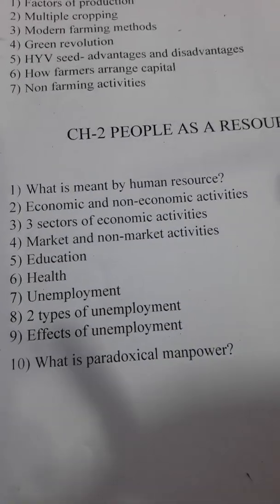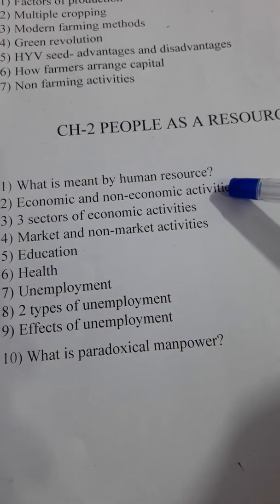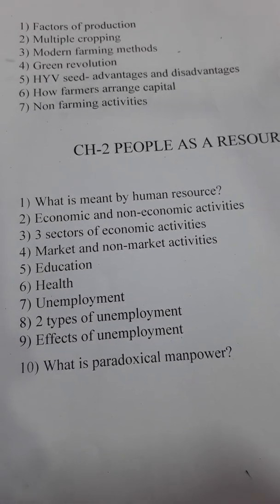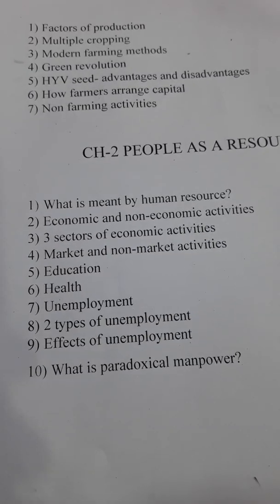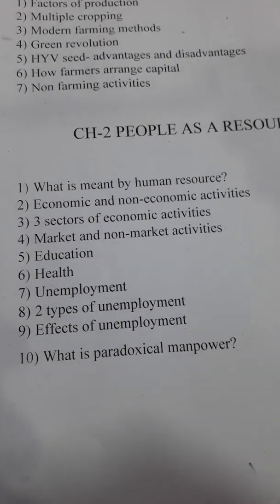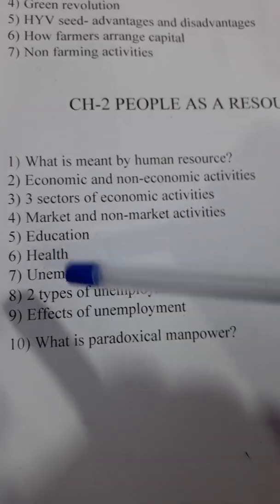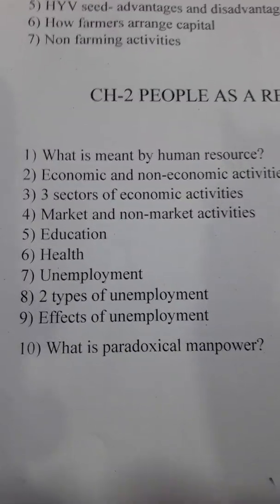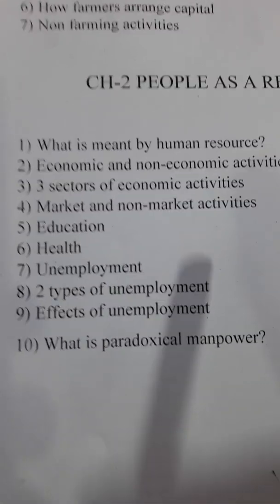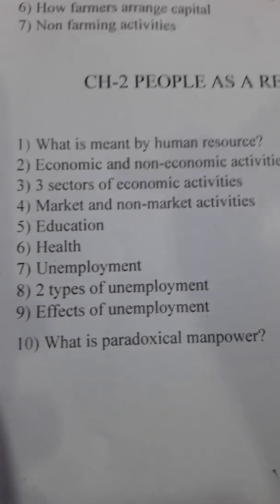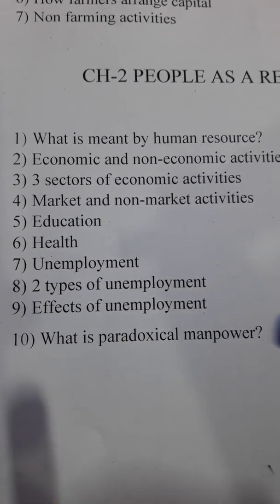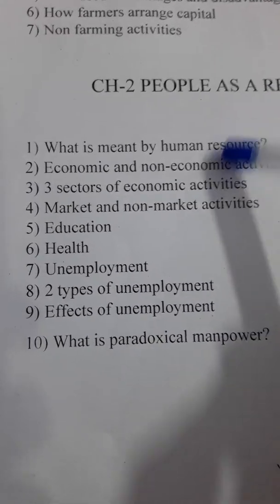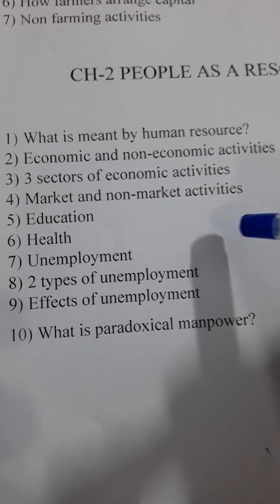Now secondly, it is economic and non-economic activities. Answering this question will be very attractive if you answer it in a tabular form. Now thirdly, it is the three sectors of economic activities. There are three sectors: primary sector, secondary sector and tertiary sector, and you have to firstly name the sectors and what activities are there in all the three sectors. You have to mention that.